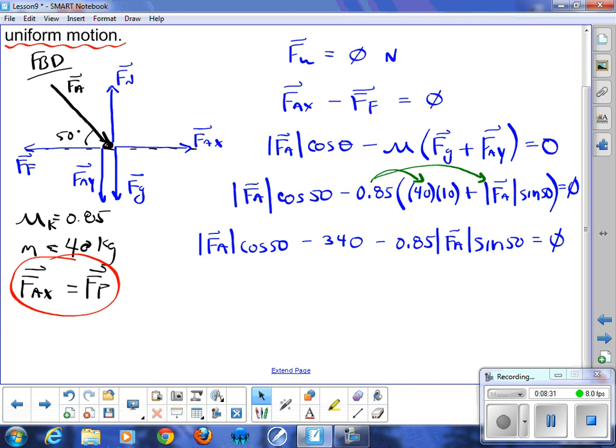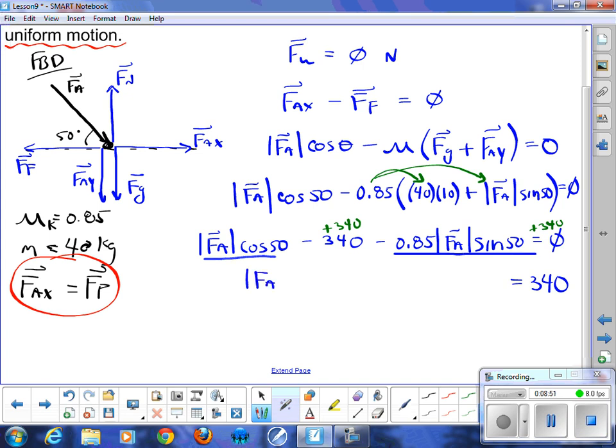I'm going to skip a step here, so you've got to pay attention. I'm going to add 340 to both sides. All right, that's my first step. So my next line will be 340. Now my remaining two terms have an FA in them, so I'm going to common factor out that FA. All right, so that would leave me with cos 50 minus 0.85 sine 50.